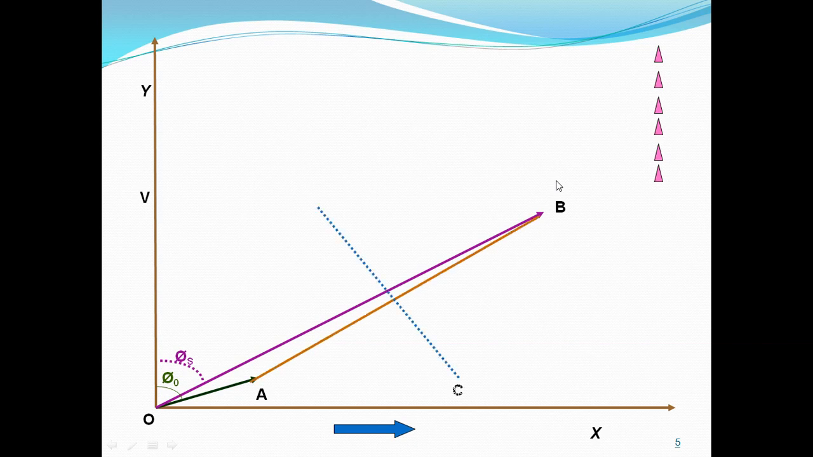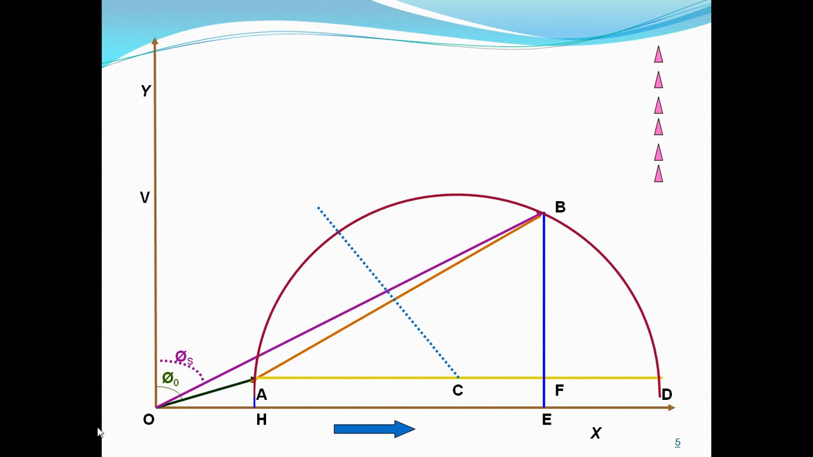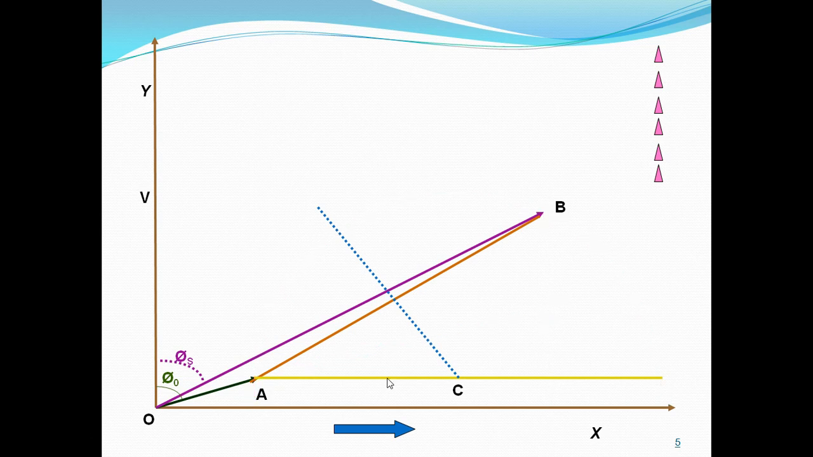Then join AB. Next we have to bisect the line AB and extend the bisector until it cuts the AD line at point C. Now we will take C as center and CA as radius, and we will draw a semicircle which touches the points A and D. The points A and B must be on the semicircle.